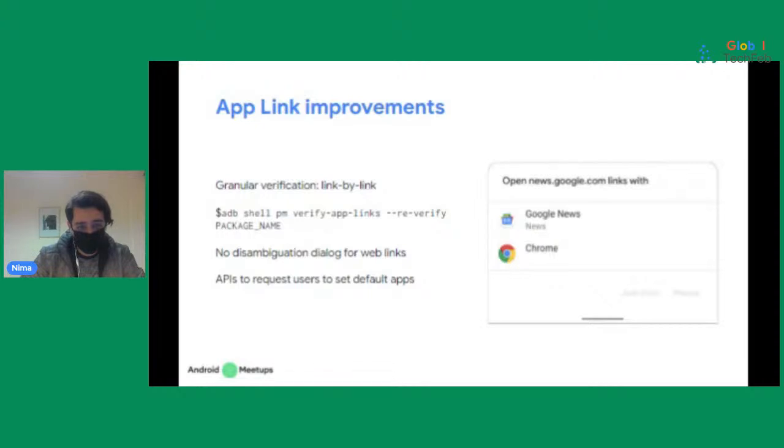Also, app link verification on a granular link-by-link basis is available now. So if one of the app links fails, the other ones are not going to be affected at all. Only that one is going to fail. Everything else is definitely available. You can use the ADB command, as you can see on the screen, if you want to test and debug these app links to make sure they're working perfectly.